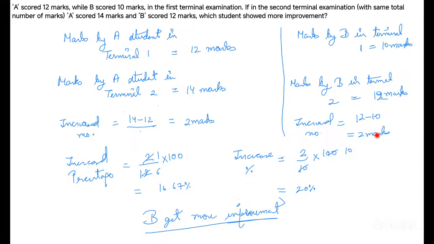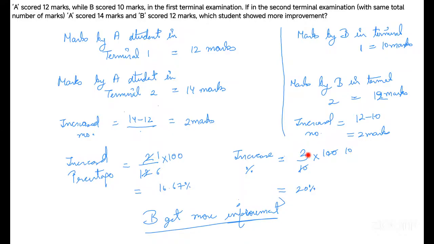Why is it not like that? Because student A improved out of 12. He got 12 marks and then showed improvement, so it becomes 2 upon 12 into 100. And the B student shows improvement out of 10 because he got 10 marks in the first examination, then shows improvement of 2 marks. So we write 2 upon 12 into 100 and here 2 upon 10 into 100. Because 12 is the first mark he got and then he shows the improvement of 2, and in the same way 10 is the first mark.